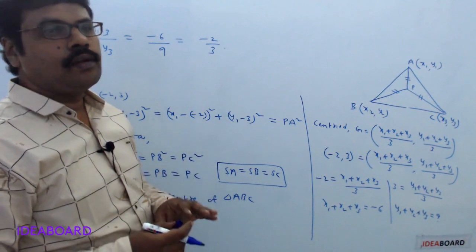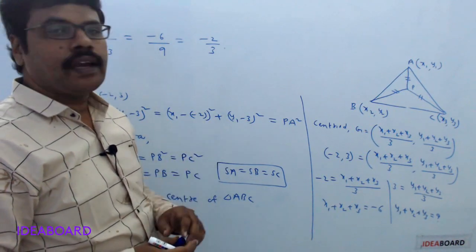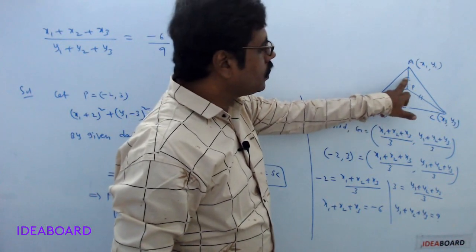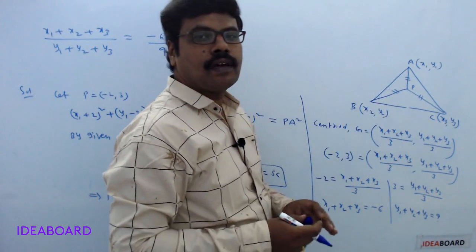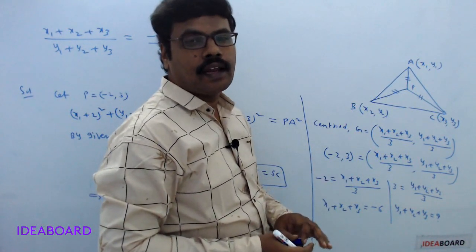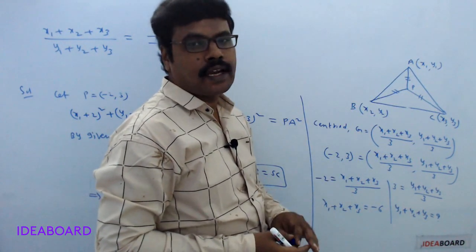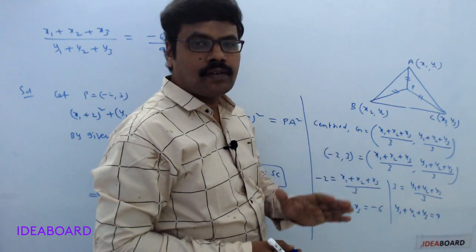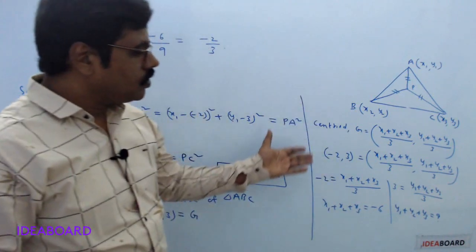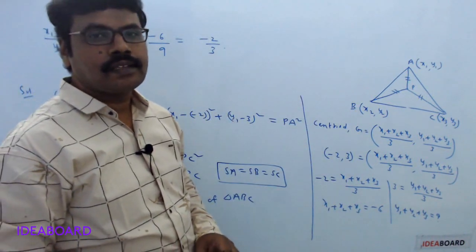So in this problem we are applying two important points. First point is, circumcenter is equidistant from the vertices of the triangle. Second point is, in an equilateral triangle all centers coincide. That means circumcenter is equal to centroid. So by using those two points you can solve this problem very easily.